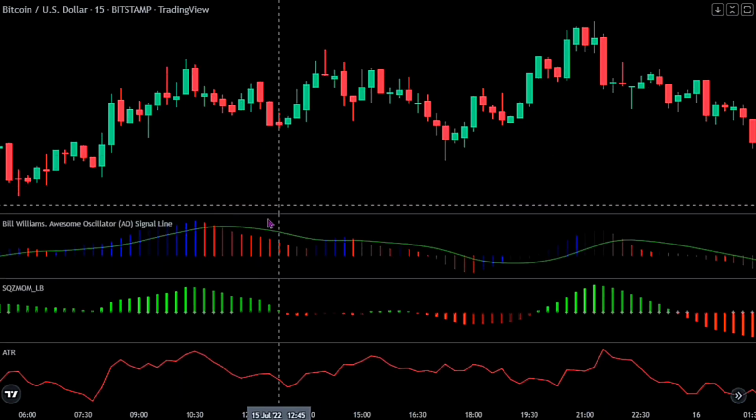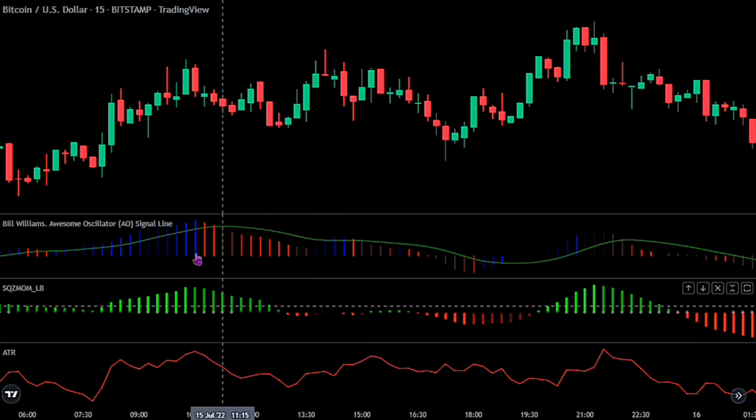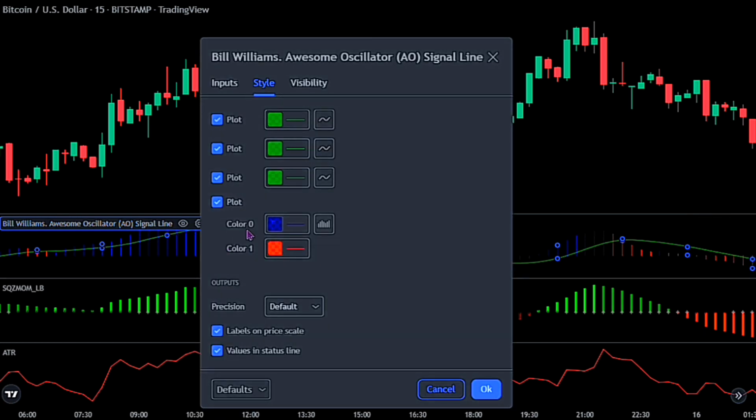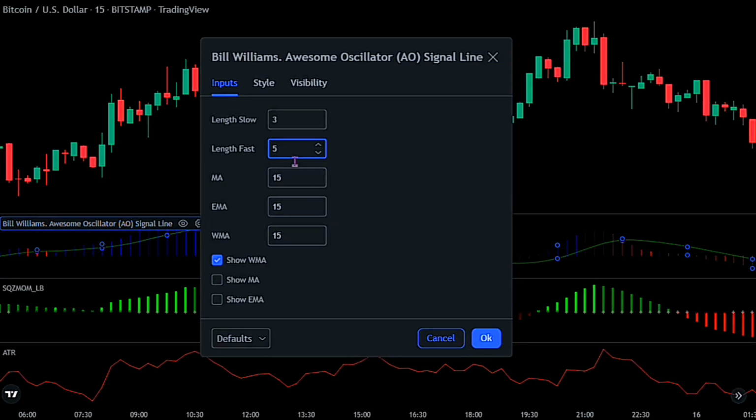Okay, now we need to make some slight adjustments to these indicators. First of all, let's adjust the Bill Williams indicator. Pull up the settings panel by double-clicking on the indicator. Now change the length slow to 25 and length fast to 9. Go ahead and click the OK button when you are done.